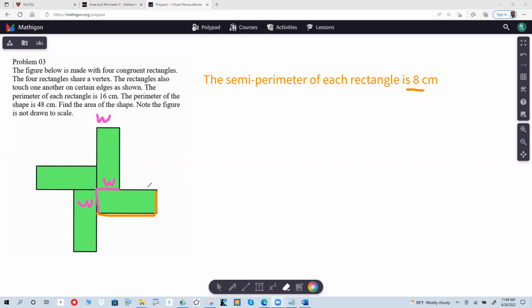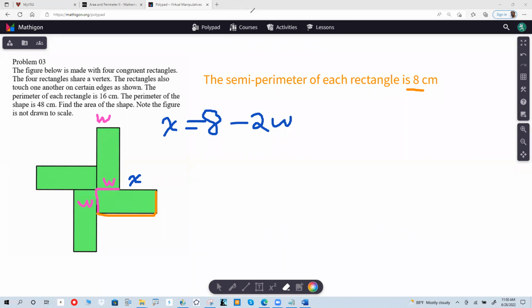Now, I need to know this part. I'm going to call it X. I'm going to claim that I can write X as follows: 8 minus 2W. That's the X part. All of this is the semi-perimeter. If you follow my pen, it's the semi-perimeter. This minus 2W is my X. Now I'm in good shape. I can write a very nice equation.